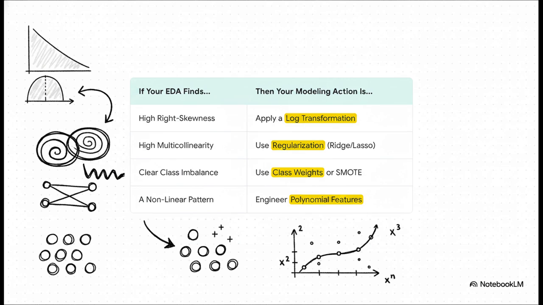For example, in my EDA, I saw that the transaction amount feature was heavily right-skewed, so my plan is to apply a log transformation before feeding it into a linear model to help normalize it. Or, the correlation heat map showed strong multicollinearity between two features. To handle that, I'd probably use a regularized model like ridge regression. You're drawing a direct line from your insight to its impact on the project.